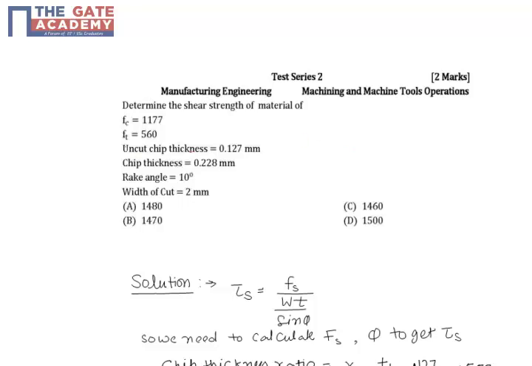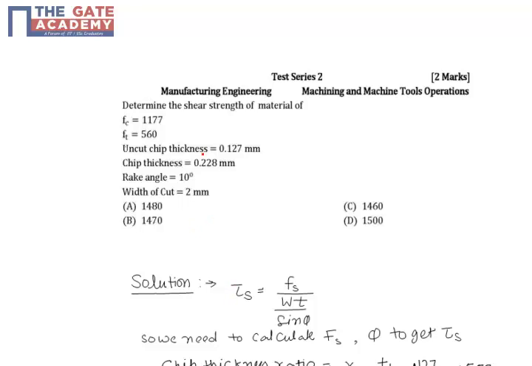This question was asked from manufacturing engineering, and the topic is machining. Determine the shear strength in megapascal of the material. It is given that the cutting force is equal to 1177 Newton and thrust force is 560 Newton. Uncut chip thickness is equal to 0.127 mm, which means T1 is given, and the chip thickness is equal to 0.228, that means T2 is given. Also, rake angle alpha is given as 10 degree and width of cut is given as 2 mm.